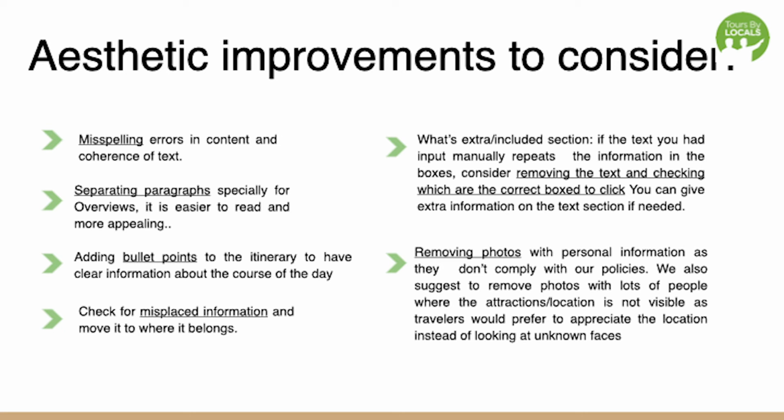In the What's Extra and What's Included section, if the text you had input manually repeats the information in the boxes, consider removing the text and checking the boxes. You can give extra information in the text section if needed for cost or other items not included in the checkboxes. We suggest removing photos with people where the attraction or the location is not the main focus of the picture, as travelers would prefer to appreciate the location instead of looking at unknown faces.